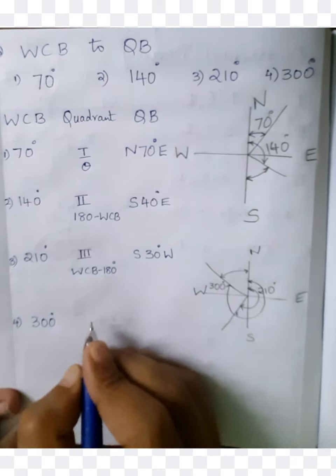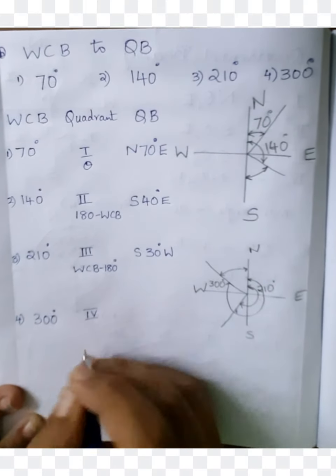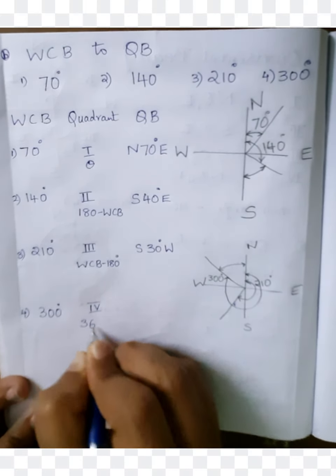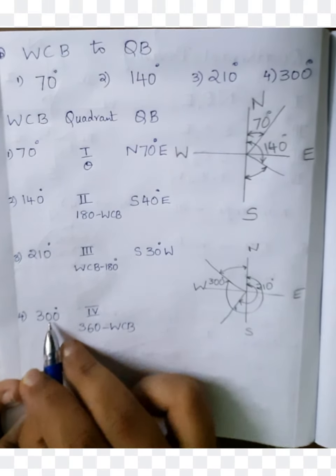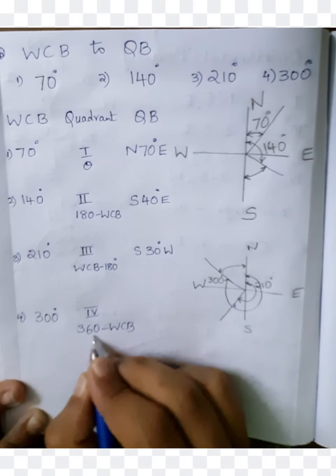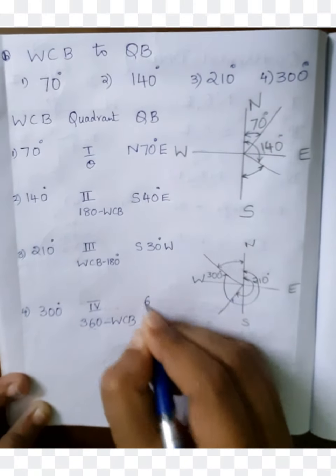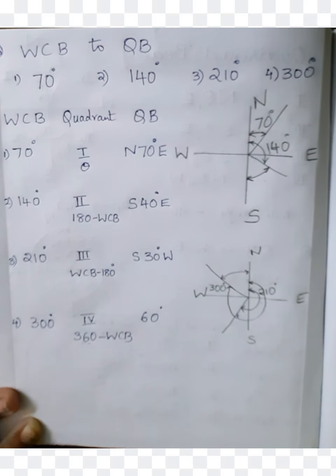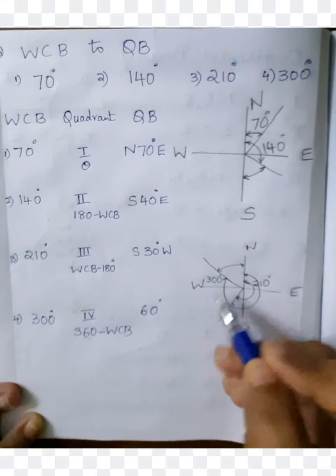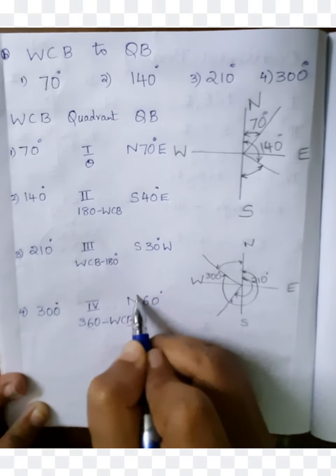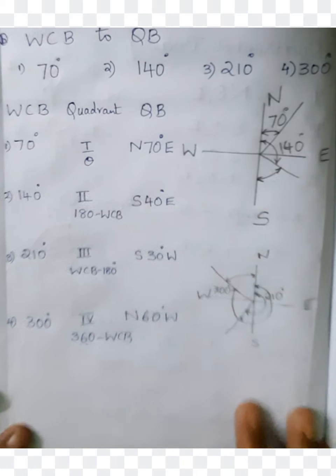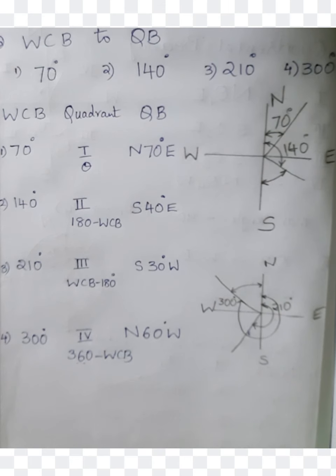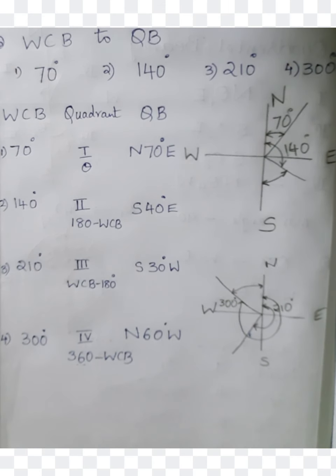So 300 degrees falls under the fourth quadrant, so my angle becomes 360 minus WCB, 360 minus 300 degrees, which comes to 60 degrees. Coming to the directions, this falls in the fourth quadrant, so northwest. So my quadrantal bearing angle is north 60 degrees west. In this way we can convert these angles from quadrantal bearing to WCB and WCB angles to quadrantal bearing angles. Okay, thank you.